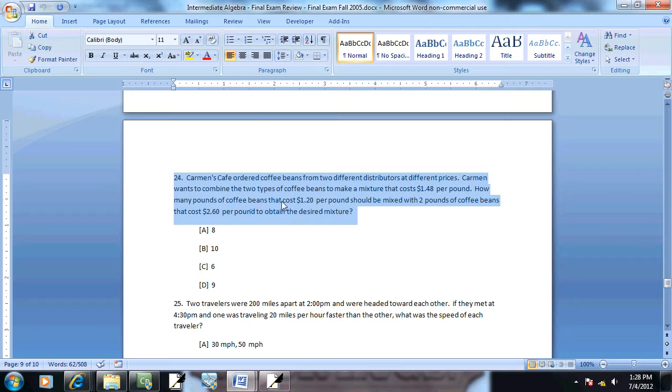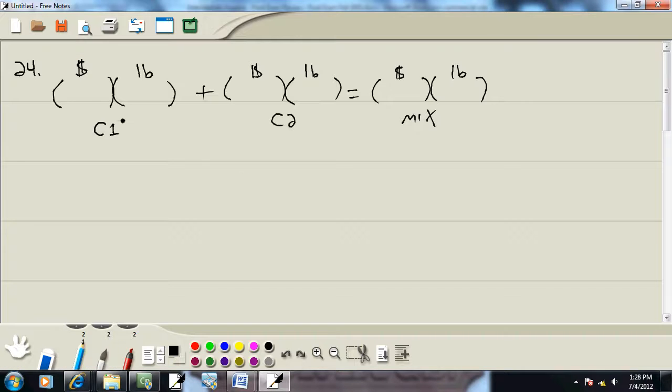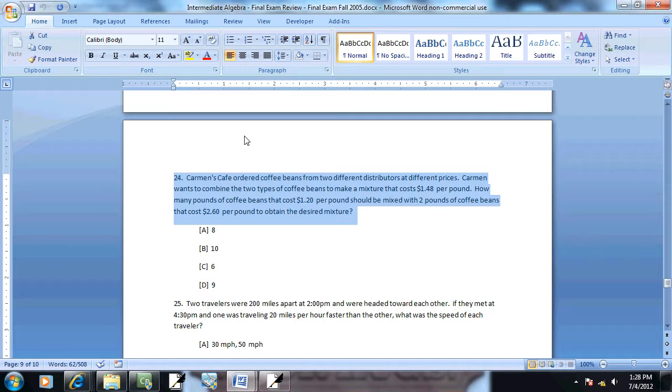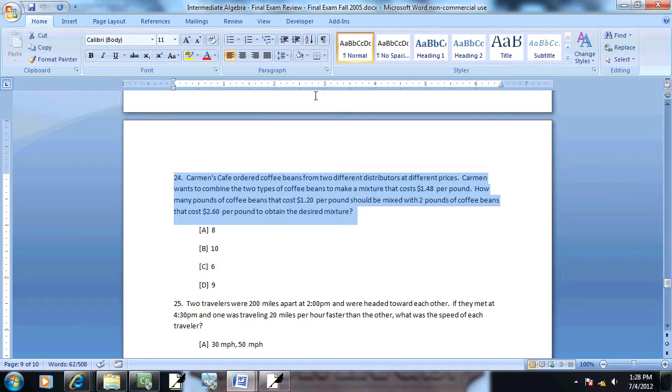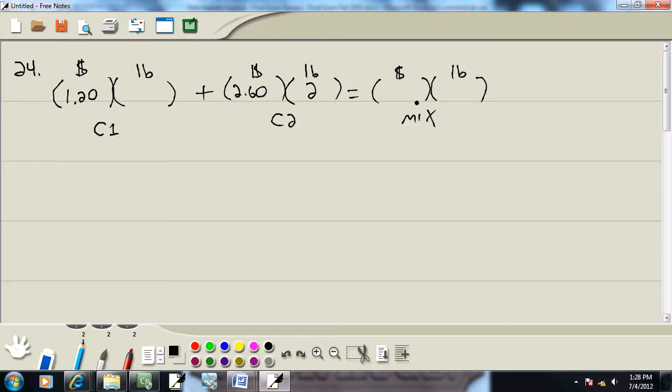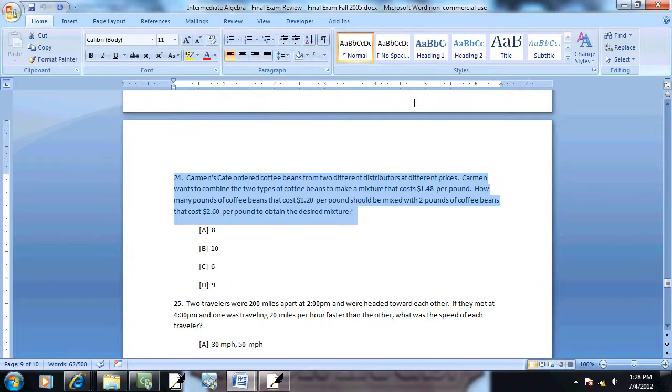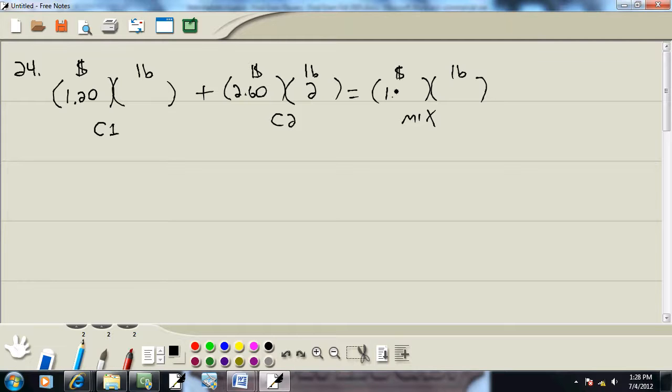So how many pounds of coffee beans that cost $1.20? So this will be the $1.20 mixture. Should be mixed with 2 pounds of coffee beans that cost $2.60. So this will be our $2.60 mixture. And they already tell us that this is going to be 2 pounds. So that's 2. And then it says Carmen wants to combine two types to make a mixture that costs $1.48. And so this will be the $1.48.